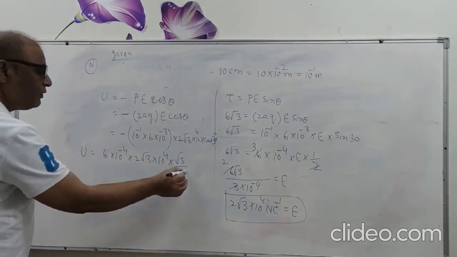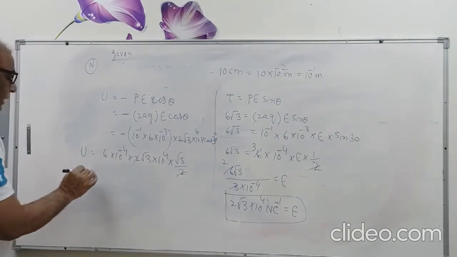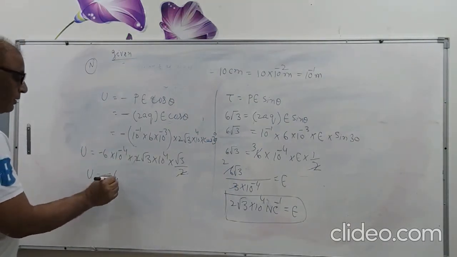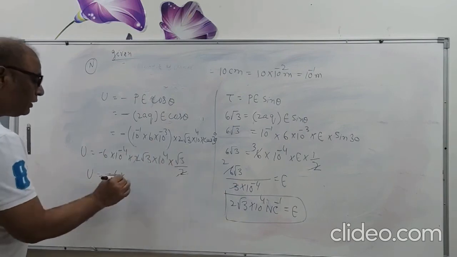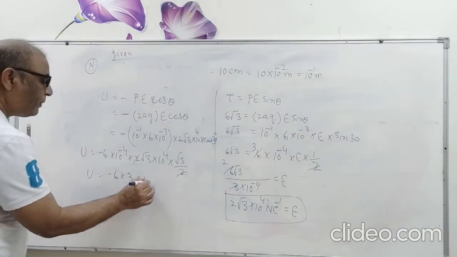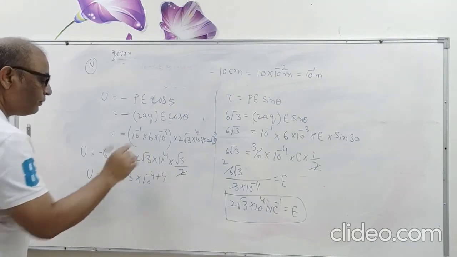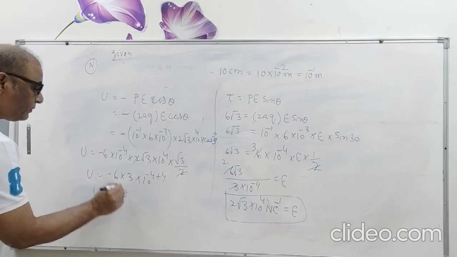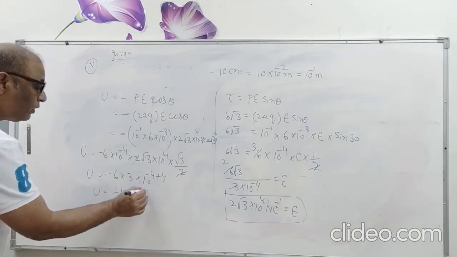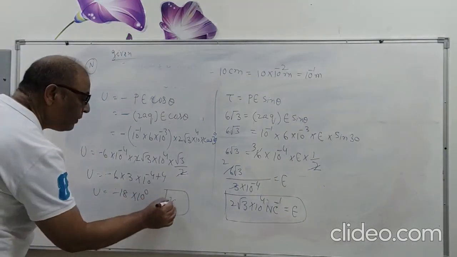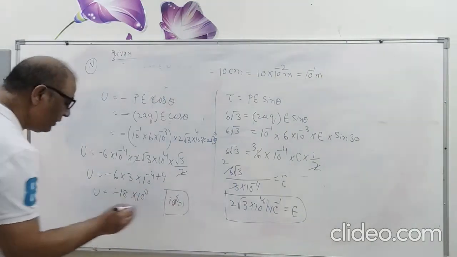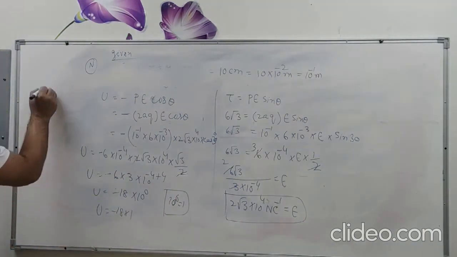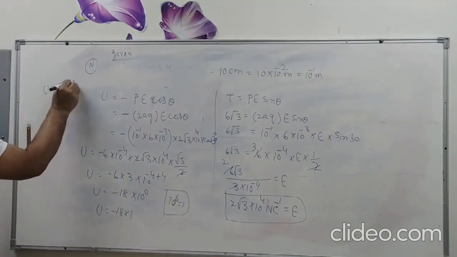Now cancel this one and this one. Then U equals minus 6 into root 3 into root 3 into 10 to the power minus 7 plus 6, both together. So U equals minus 18 into 10 to the power 0, and we know that 10 to the power 0 equals 1. So U equals minus 18 into 1, and finally U is equal to minus 18 joule.